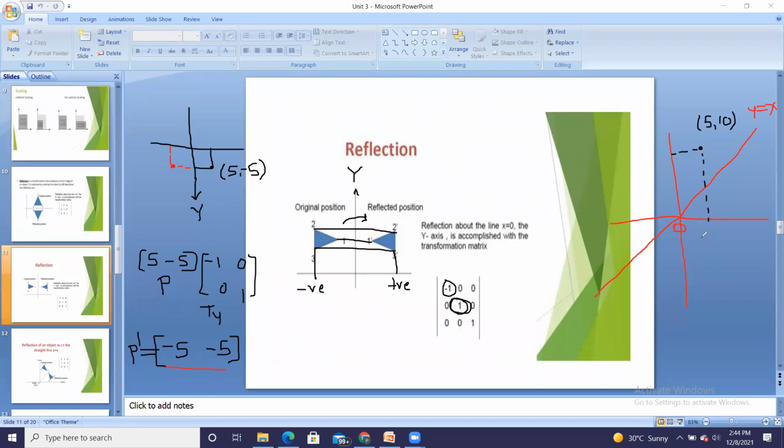Now, where will the reflection of this point lie? Can you tell me in which quadrant? Reflection of this point will lie in which quadrant? Third. Third quadrant. Okay. Are there any other guesses? Fourth quadrant. Okay. How many of you will say first quadrant? So what exactly is reflection?